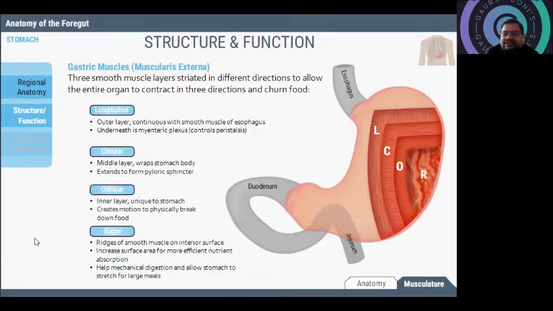Then there are rugae, which are ridges of smooth muscle on the interior surface. They increase the surface area for more efficient nutrient absorption, help mechanical digestion, and allow the stomach to stretch for larger meals. So these are, you can say, the histological points of the stomach.